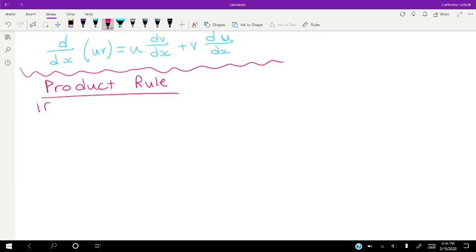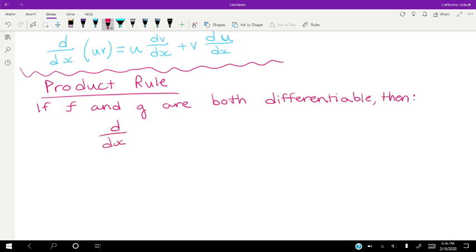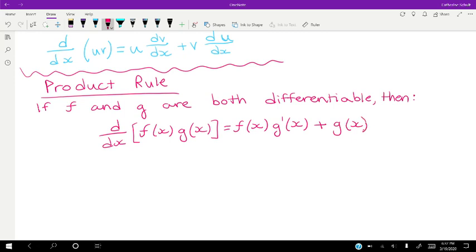Okay, so let's start off. If f and g are both differentiable, then we have that the derivative of their product, so we'll go f of x times g of x, is equal to, let's see, the first function times the derivative of the second, I'll write it like that, plus the second function times the derivative of the first.